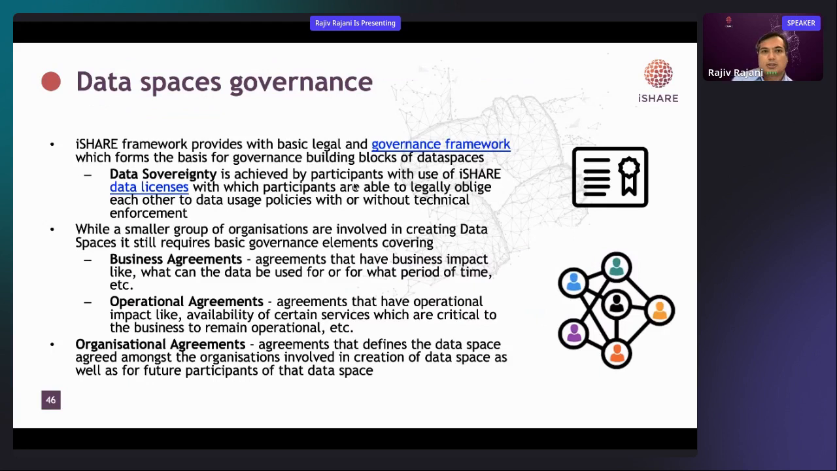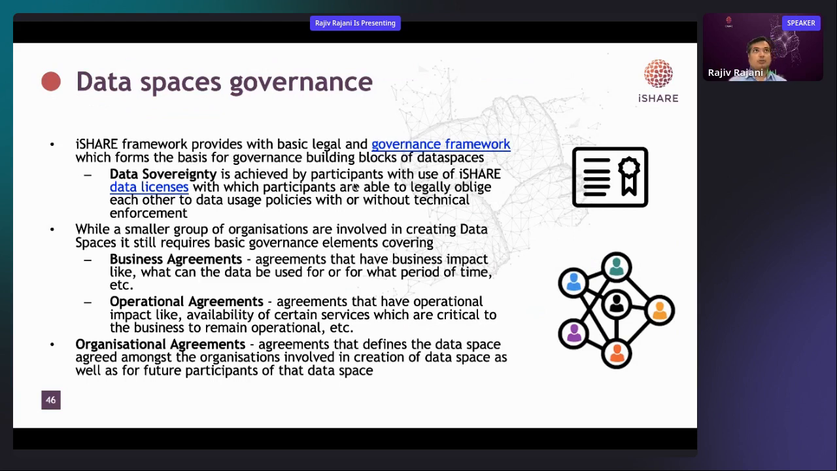Data space governance. This is one of the key blocks or key verticals in the data spaces, as I explained. And the iSHARE framework provides you the basic foundation for it, so you can use this as a ready-made template. And again, re-emphasizing that governance in any data space is very essential, because it allows, on one hand, to make sure that your data space is operational, but at the same time also make sure that it is maintained and remains relevant for the participants of the organization.